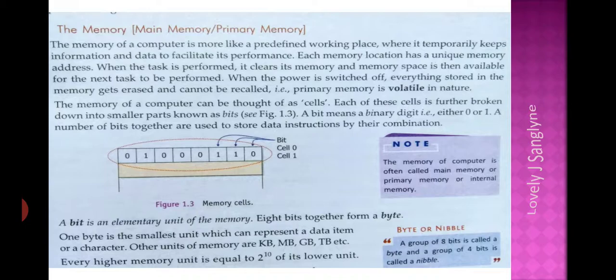A bit is an elementary unit of the memory. So keep in mind that a bit is a unit of memory. Other units of memory are KB or kilobyte, MB megabyte, GB gigabyte, and TB or terabyte. A group of 8 bits is called a byte, and a group of 4 bits is called a nibble. Now if you count these small cells, there are 8 bits. So when there are 8 bits, that means it is a byte. A cell is divided into bits, and when these bits are combined together in a group of 8 bits, it is called a byte, B-Y-T-E. So 8 bits together form a byte.